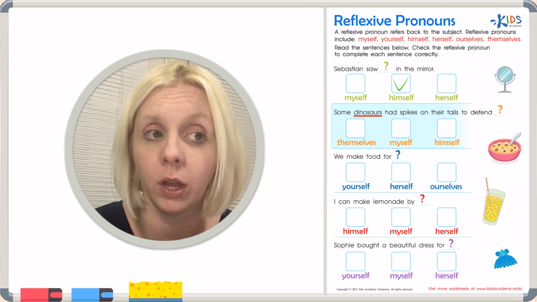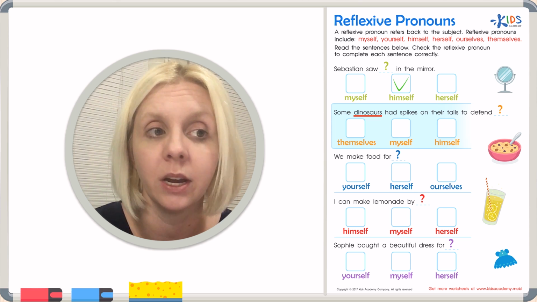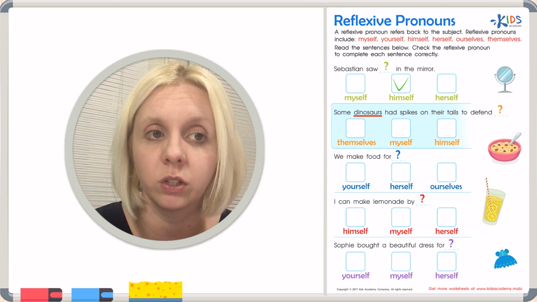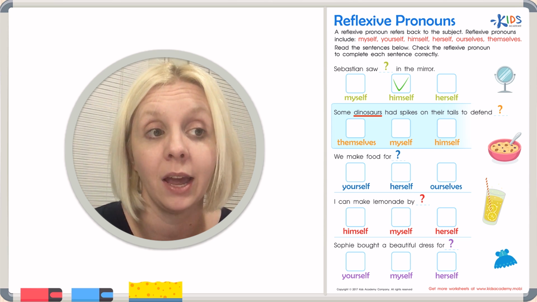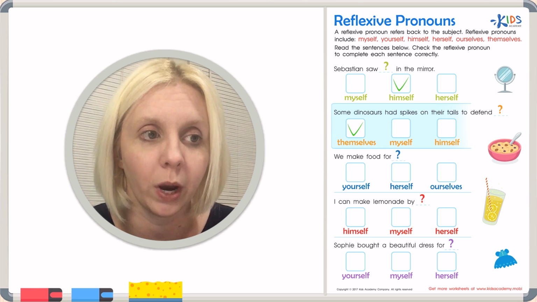We don't know if it's a boy or girl, and it's not one dinosaur. What does that S tell us? It tells us that there's more than one, right? So that one wouldn't make sense either. Some dinosaurs had spikes on their tails to defend themselves. That is the answer that is smart, that is logical, that makes sense, right?